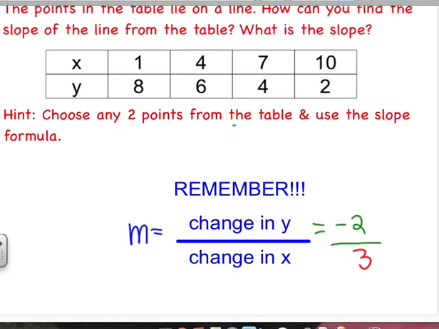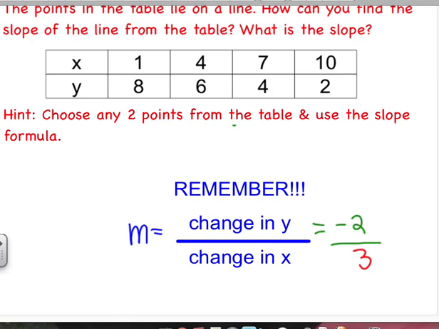All right? So you have to remember that a table of values can sometimes be horizontal, and it's really just ordered pairs that are arranged a little bit differently than the way we're used to seeing them. But it's still change in y goes on top and the change in x goes on bottom.